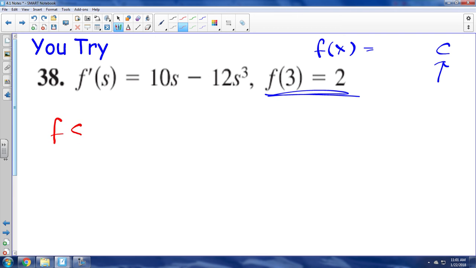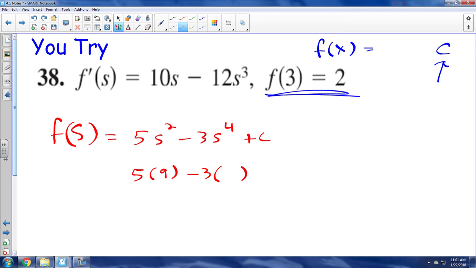Okay, so the antiderivative was 5s squared minus 3s to the 4th plus c. And then you need to simply replace the s's with 3, so you have 5 times 9 minus 3 times, if you put a 3 in, I think you're going to have 81 here plus c, and that's all going to equal 2, so that whole thing is going to come out as 2. Solve that to find your c, and you should be in pretty good shape.